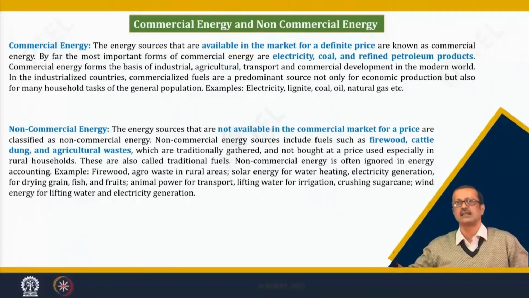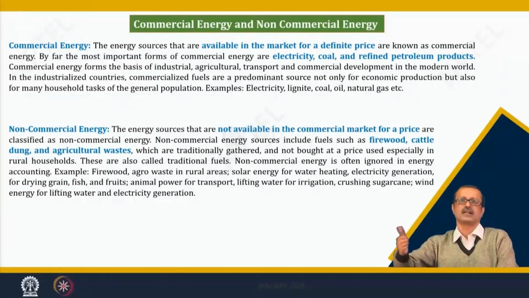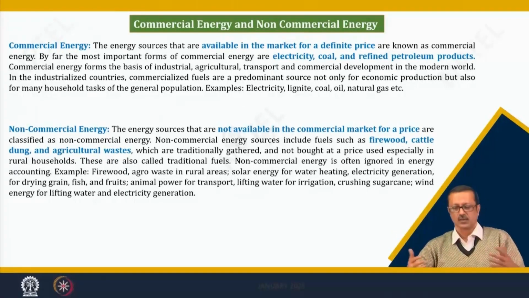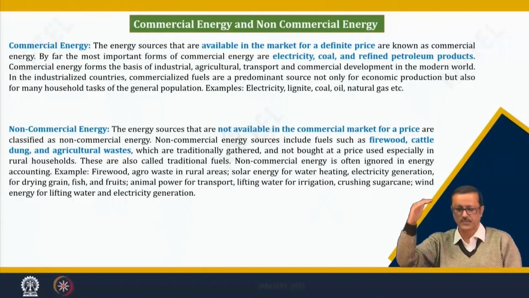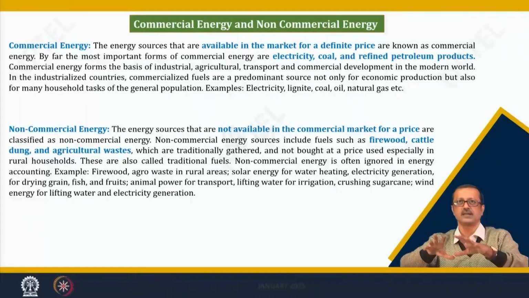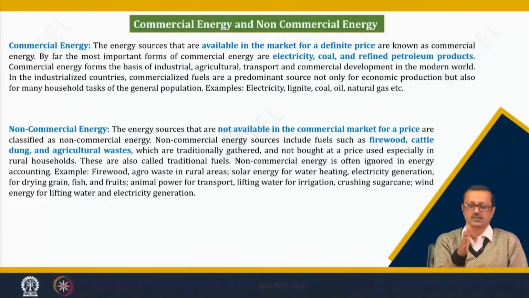So, overall there is a definite price that is fixed by the government or maybe some local agency with advice to the government, of course. Coal also has a price. The government has put some kind of an upper limit, lower limit, whatever, on petroleum products, everything. So, there is a regulatory body which creates some kind of a price index on that. So, those are commercial energy.